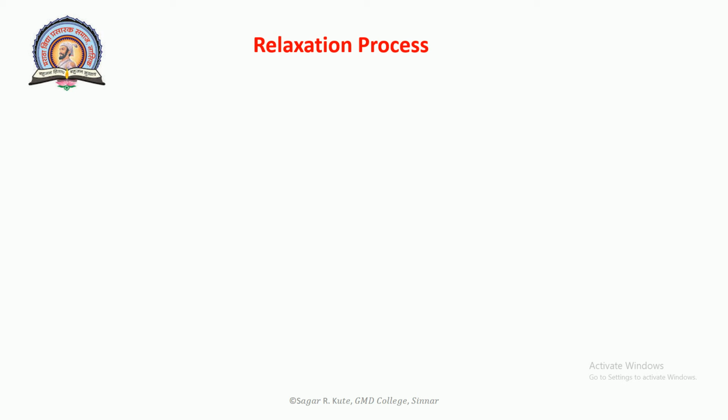Different relaxation processes arise in nuclei. In the first, the spin in the upper state transfers its excess energy to the surroundings, that is, the lattice. This phenomenon is called spin-lattice relaxation. The time required for the population difference to become 1/e times the population difference at t equal to 0 is referred to as the spin-lattice relaxation time or longitudinal relaxation time T1. T1 varies over a large range, from 10 raised to minus 2 to 10 raised to 4 seconds for solids and 10 raised to minus 4 to 10 seconds for liquids.